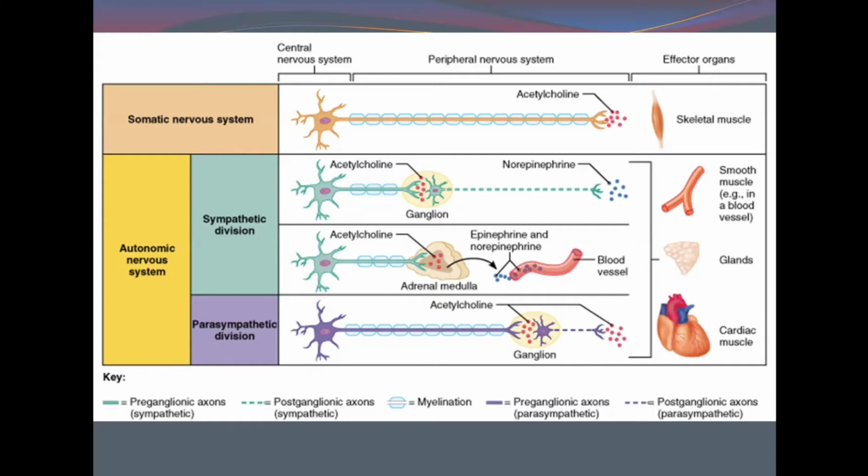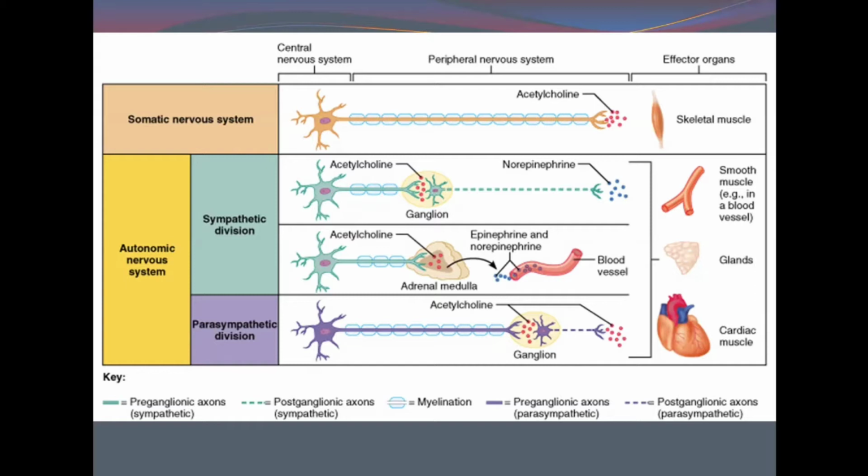Sympathetic division follows two patterns. First pattern shows that the cell body is located in the central nervous system, from where the preganglionic fiber runs in the peripheral nervous system and ends at ganglion, where acetylcholine is released. From this site, the postganglionic fiber originates and ends on the target tissue, and the neurotransmitter is norepinephrine. The target tissues are smooth muscles, glands, and the cardiac muscle.